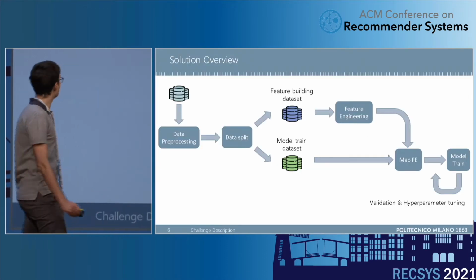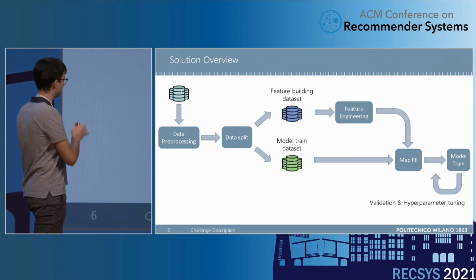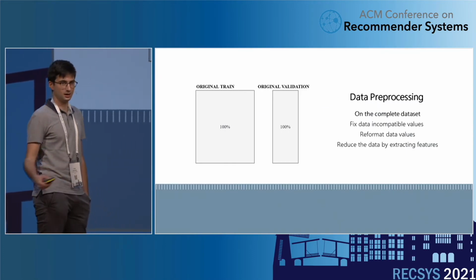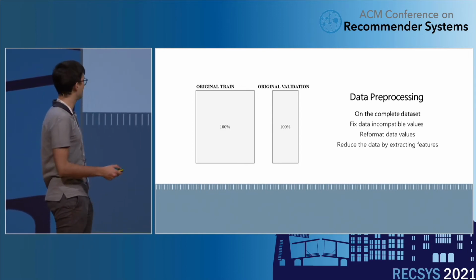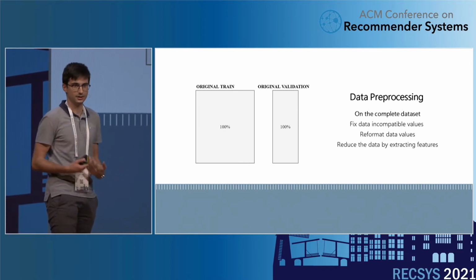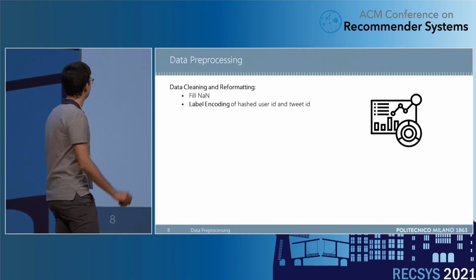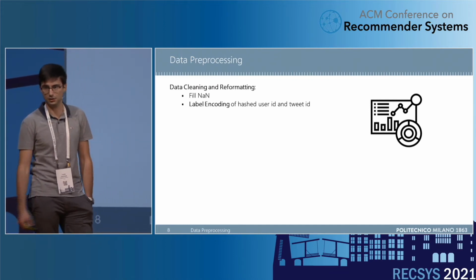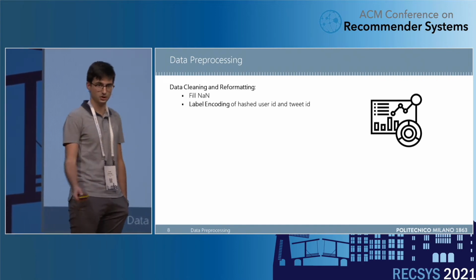As a general overview of this presentation, we will focus on each part singularly. In particular, the first one is the data preprocessing, which consists of all the operations we apply on the complete dataset, so both the original trained dataset and the original validation dataset, to reformat the values and have them support our subsequent computations. In particular, our first basic data preprocessing operation consisted in filling the not a number values and label encoding the IDs that were provided as hashes in the original dataset.